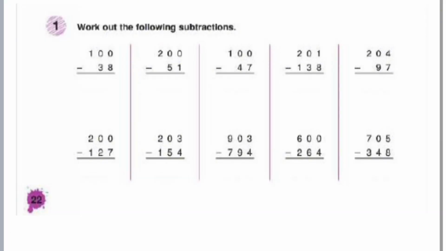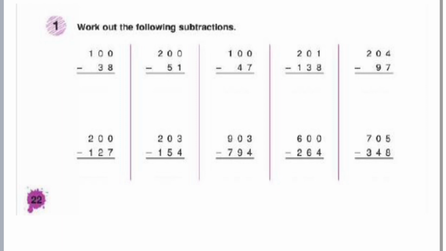Let's start with exercise 1. Work out the following subtractions. The first operation, 100 minus 38. Usually I start from the right side.